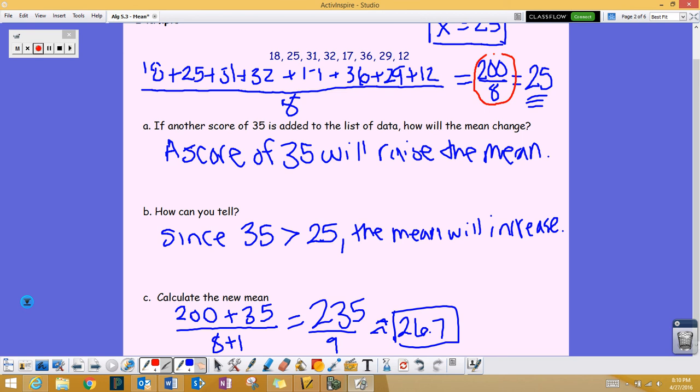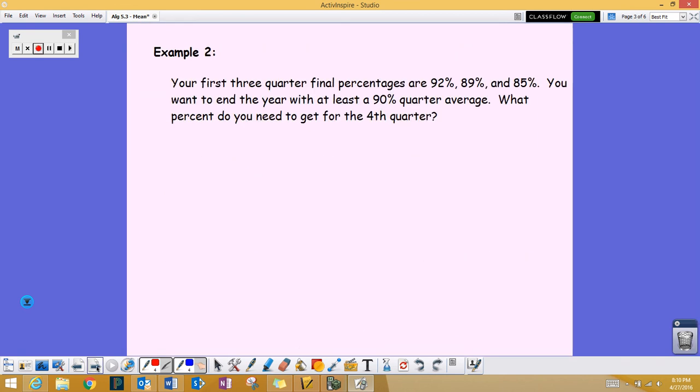That's our new mean. All right, let's move on to a different type of example. Looking at example 2, I like this one a lot because a lot of students do ask, what do I have to get on the final in order to get a 90 in this class, an A? So your first 3 quarter percentages, quarter 1, quarter 2, and quarter 3, are 92, 89, and 85%. You want to end the year with at least a 90% quarter average. What percent do you need to get for the fourth quarter? What's the lowest percent you need for the fourth quarter?